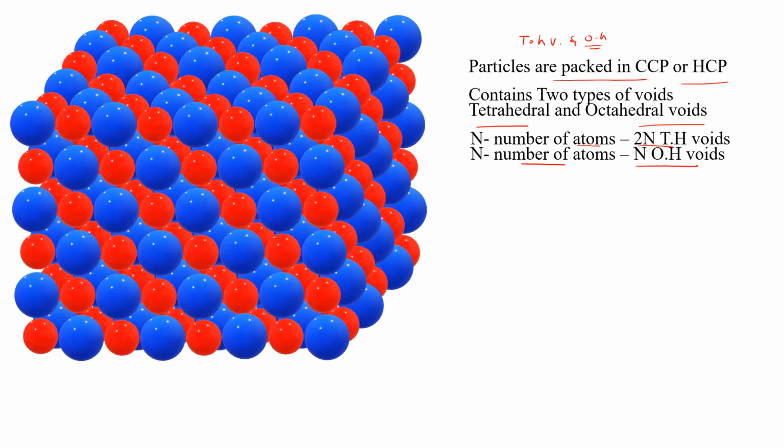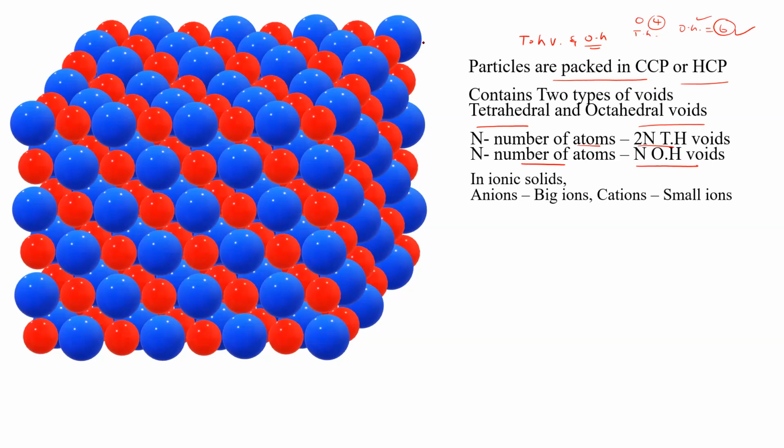Then usually which void is bigger, tetrahedral void or octahedral void? Octahedral. Which one? Tetrahedral voids are surrounded by only 4 atoms. But octahedral voids are surrounded by 6 atoms. So more gaps will be there. So octahedral void is the bigger one.